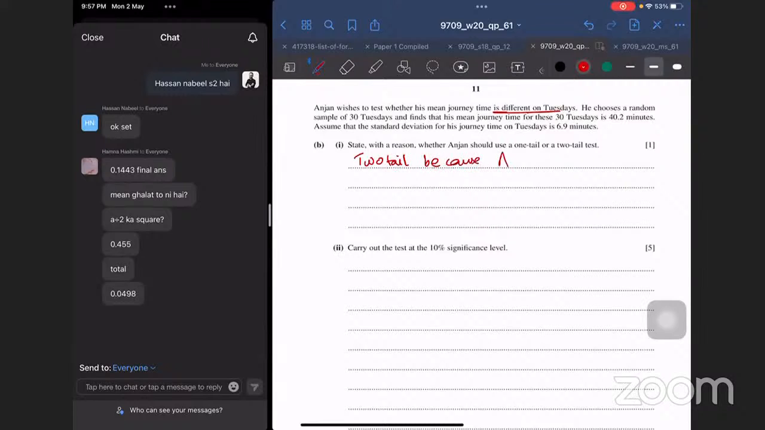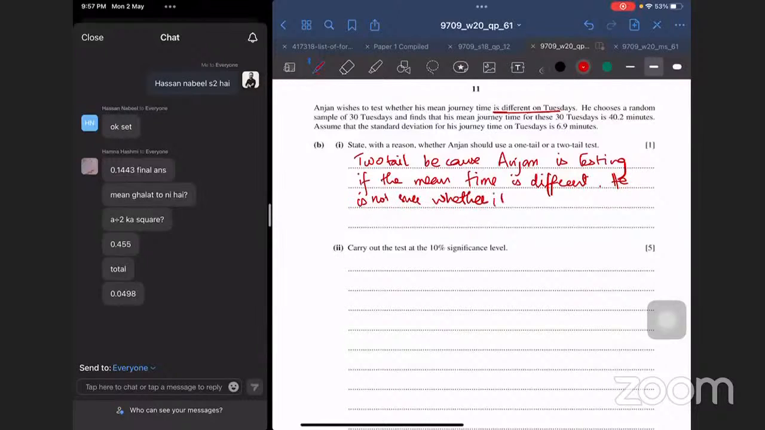because Amjan is testing if the mean time is different. He is not sure whether it has decreased or increased.